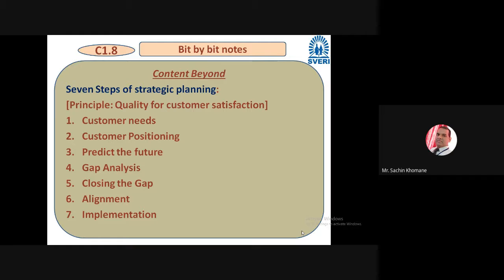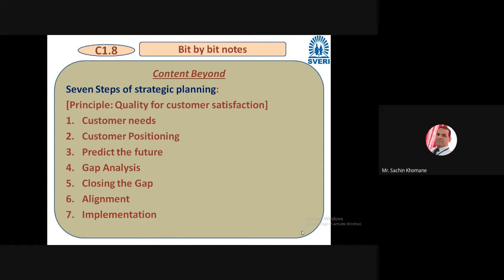So, friends, there are 7 steps of strategic planning. This is a very interesting point, and intentionally I have chosen it as content beyond the syllabus for you. Simple planning we have seen, right? In industry, planning is required, but this strategic planning is a new concept in industry. So let us discuss this. What is the basic principle of this strategic planning? It is only quality for customer satisfaction. If you have proper planning, then definitely you can give quality to the customer and he will be satisfied. So the basic concept of strategic planning is to give quality to the customer and satisfy the customer. Okay, so let us discuss these 7 steps one by one.